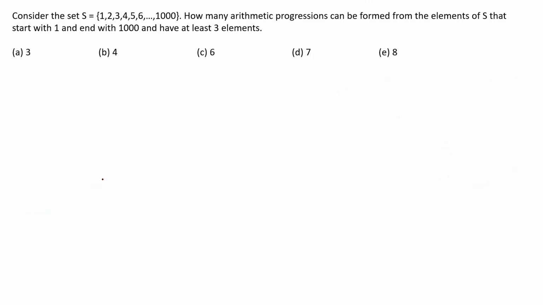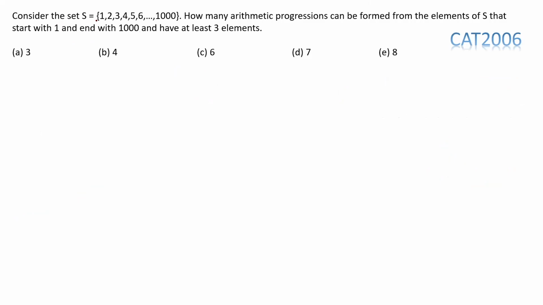Consider the set S is equal to 1, 2, 3, 4, 5, 6 up to 1000. How many arithmetic progressions can be formed from the elements of S that start with 1 and end with 1000 and have at least 3 elements? Okay, I request you all to just try this one out. It's a previous CAT question.